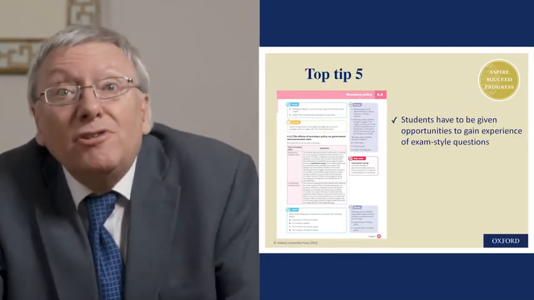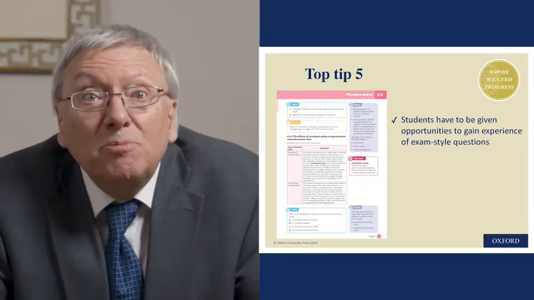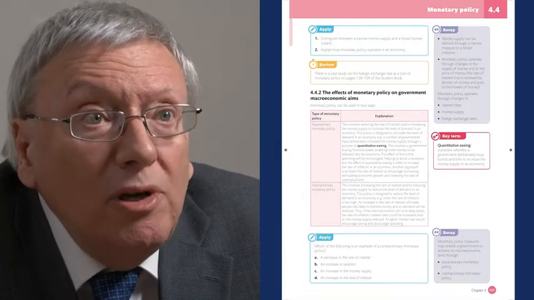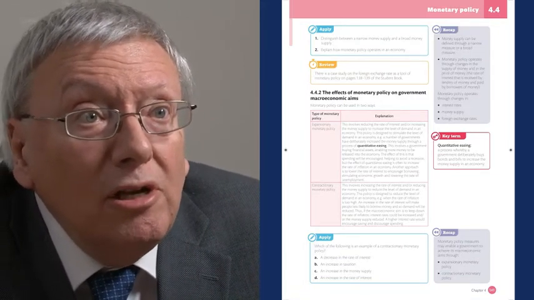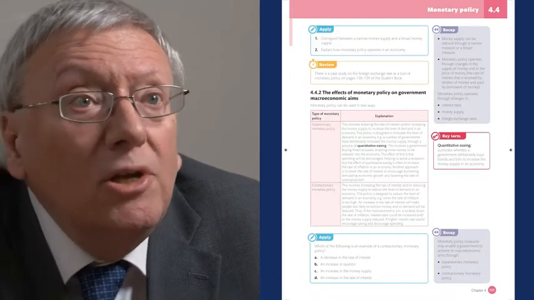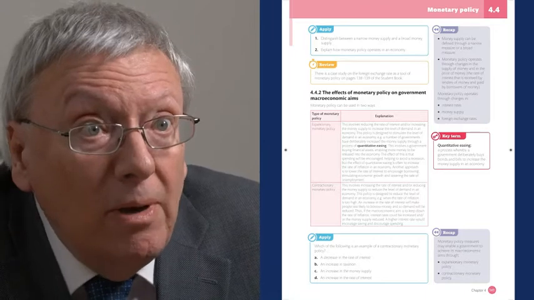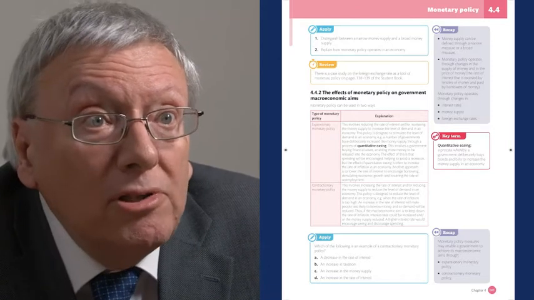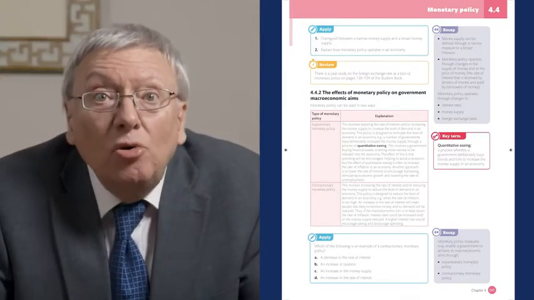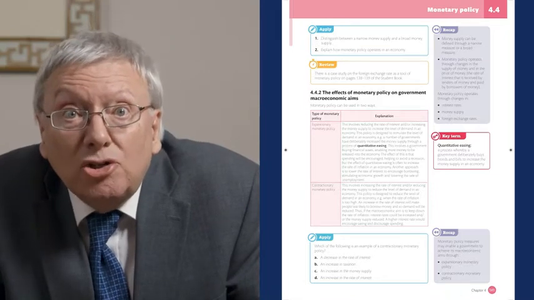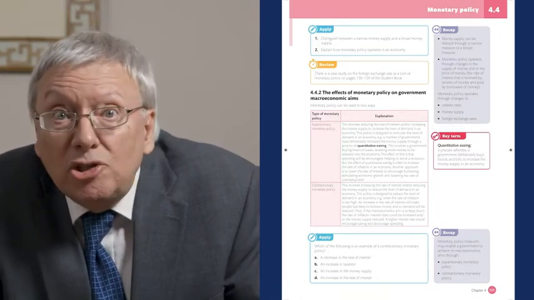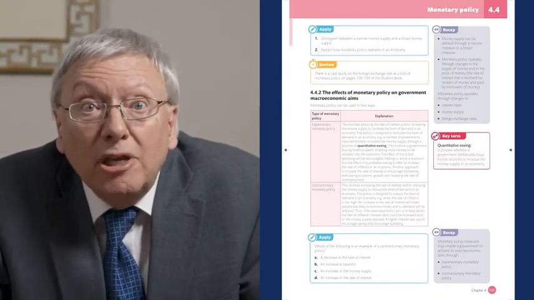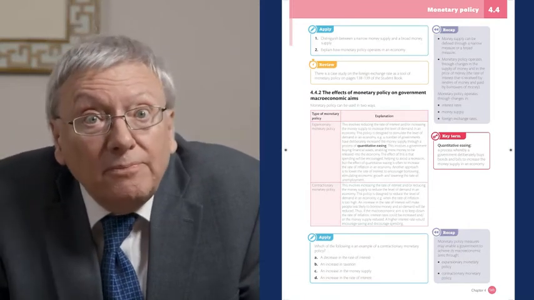Finally, top tip 5 is that students have to be given opportunities to gain experience of exam-style questions. On page 141 of the Exam Success Book, 2 exam-style questions on monetary policy are included in the Apply section at the top of the page. Question 1 is distinguish between a narrow money supply and a broad money supply. Question 2 is explain how monetary policy operates in an economy. There is also a multiple choice question in the Apply section at the bottom of that page. The question asks which of the following is an example of contractionary monetary policy, and 4 possible answers are given.